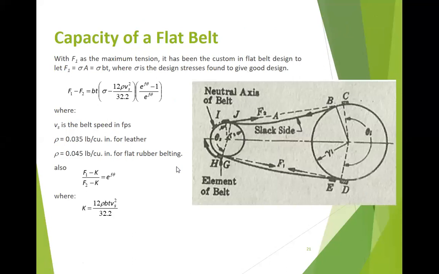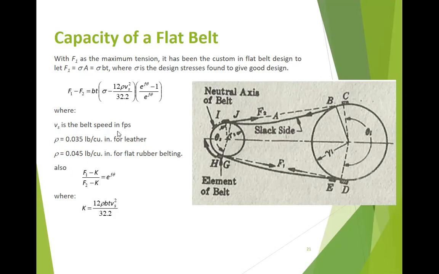Next, the capacity of flat belt. Ito na yung belt equation. Where F1 is the maximum tension, it has been the custom in flat belt design to let F sub 1 is equal to sigma A, which is sigma BT, where sigma is the design stress found to give good design. So, ito yung equation niya: F sub 1 minus F sub 2 is equal to BT times sigma minus 12 times rho times BS squared over 32.2, times e to the f theta minus 1 over e to the f theta. Ito yung binabanggit ko kanina, e to the f theta. Kung ano yung maliit sa dalawang pulley, yun yung gagamitin mo dito.